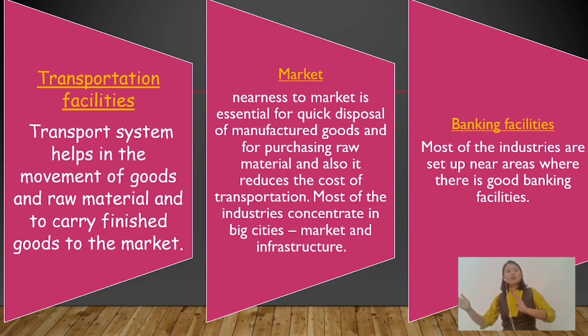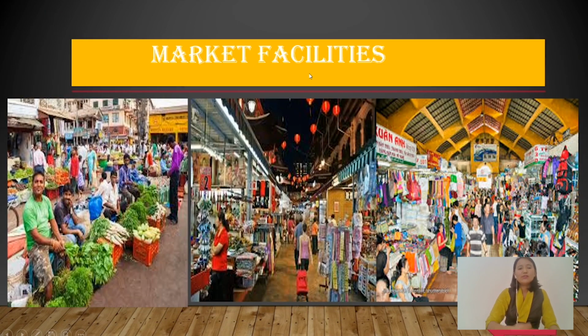If the market is located near the industry, then the cost of transportation will be less, and through this there will be more profit. Most of the industry in India is located in big cities like Kolkata and Mumbai, because all these big cities have a huge market, and they also have huge facilities. So the market is very important to transfer the finished goods there or to obtain the raw material.